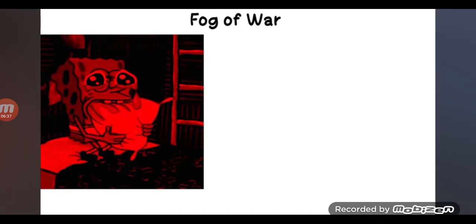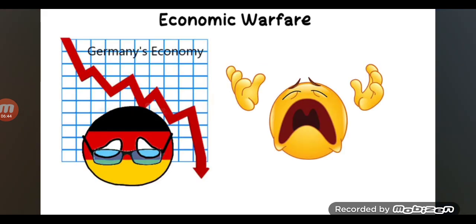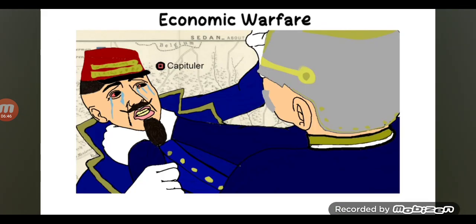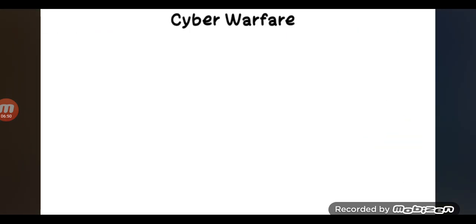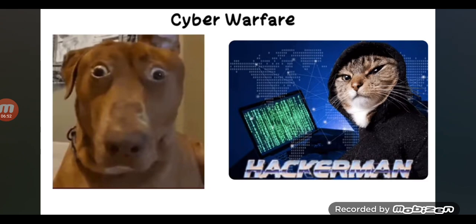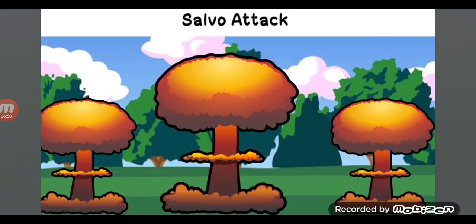Fog of war, the uncertainty and confusion in combat, often exploited for surprise. Economic warfare, targeting the enemy's economy through blockades, sanctions, or disrupting resources. Cyber warfare, attacking an enemy's information systems digitally. Salvo attack, coordinated launching of multiple missiles or artillery in one overwhelming strike.